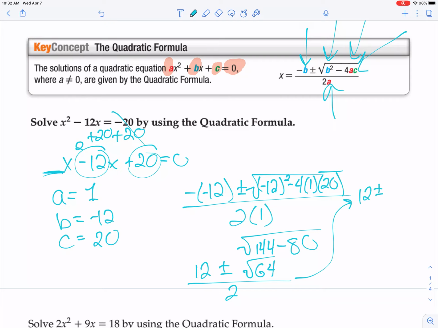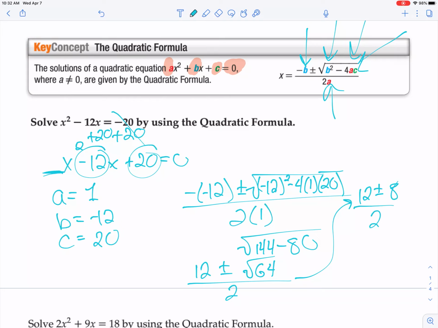Now, I know what you're thinking, Miss Barnum. Yesterday, or a day or two ago, you said, wrong, it's not just 8. That should be the positive or negative 8. Well, here's the cool thing about the quadratic formula. It took care of the fact that that can be positive or negative by having that plus or minus sign right there. So you can just say 8, move on with your life.